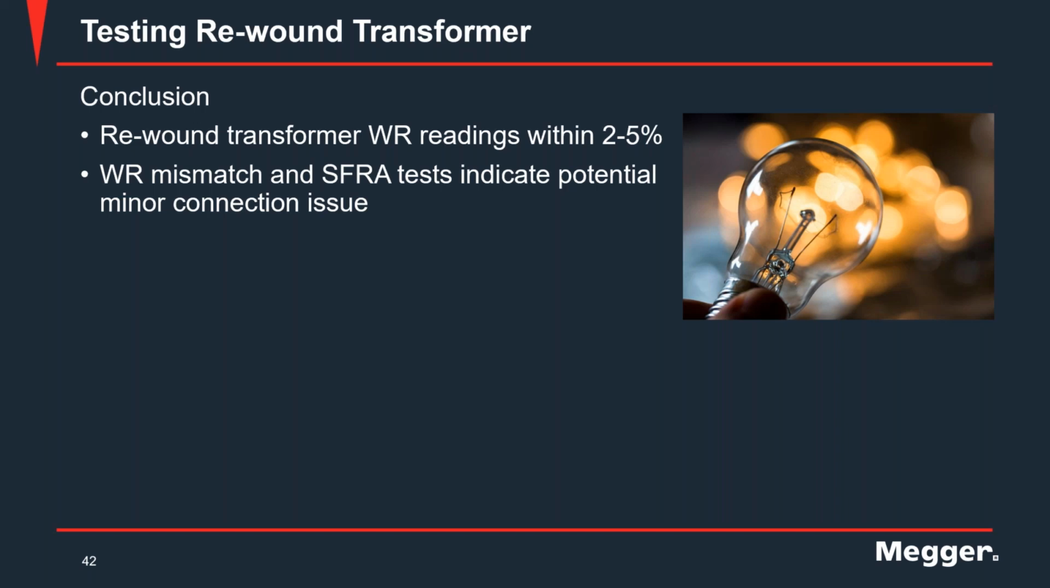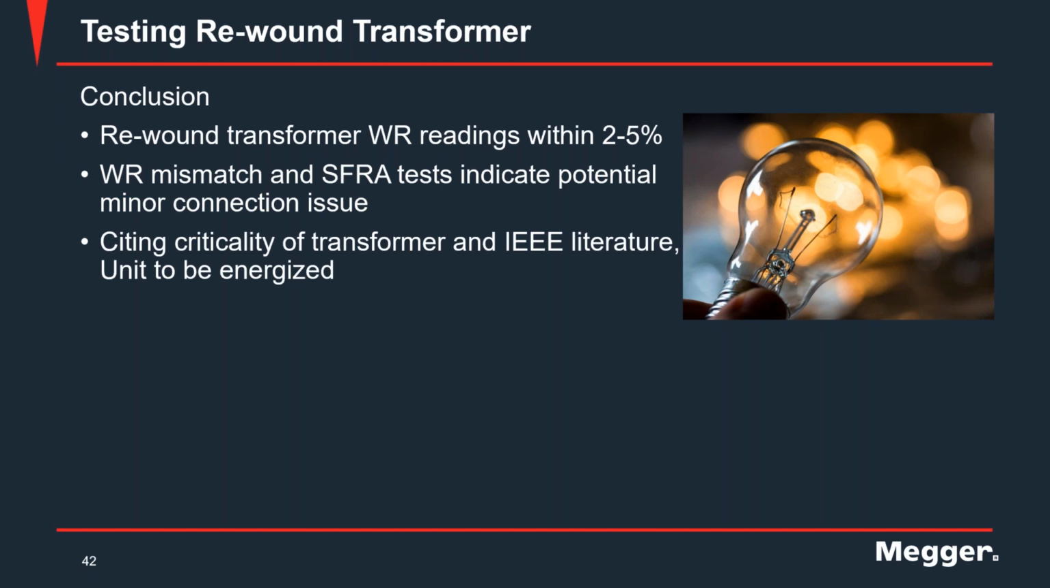And we realized that when we measured the phase-to-phase measurements, we got much tighter results that were even within the 2% criteria. So citing the criticality of this transformer and using information in IEEE standards literature, it was decided that they would go ahead and energize the unit.